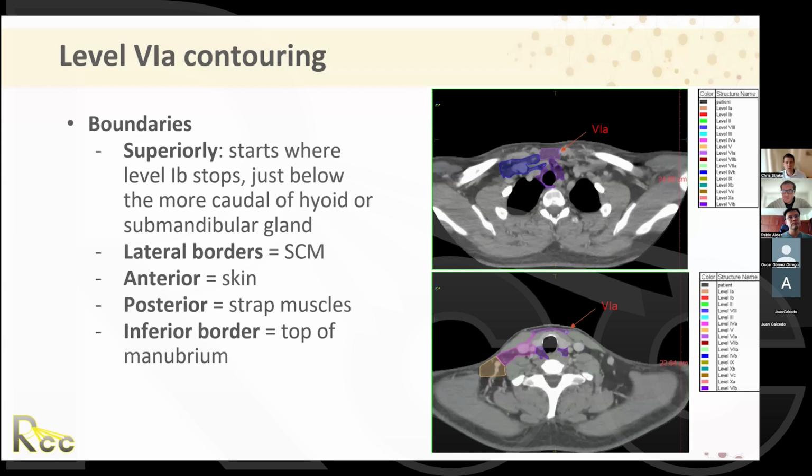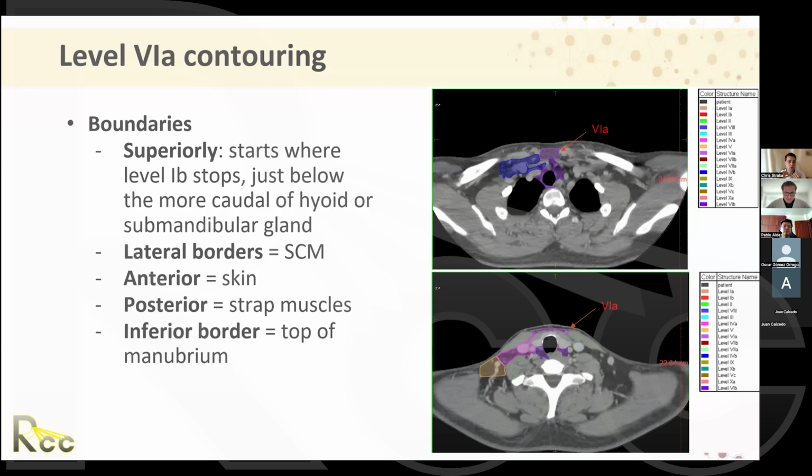So now we'll get into a bit more detail about level 6 contouring. We'll start with level 6A. The way I think about level 6A, these are the lymph nodes on the very front part of the neck. Superiorly, it starts where level 1B stops, just below the caudal edge of the hyoid or the submandibular gland.